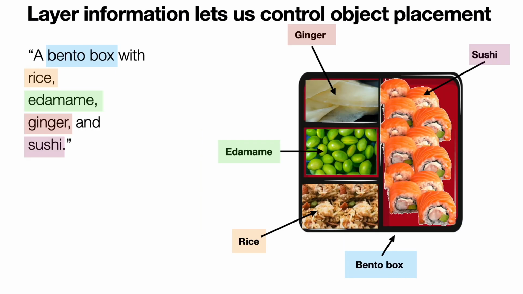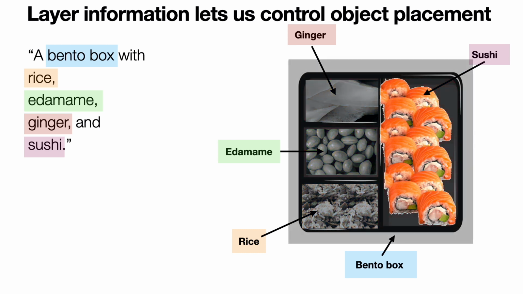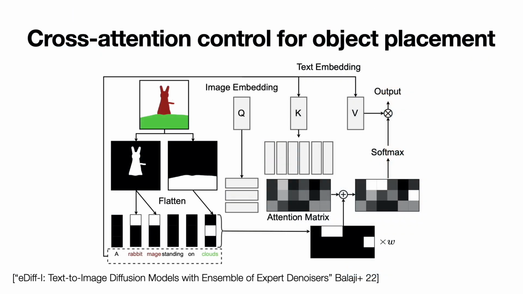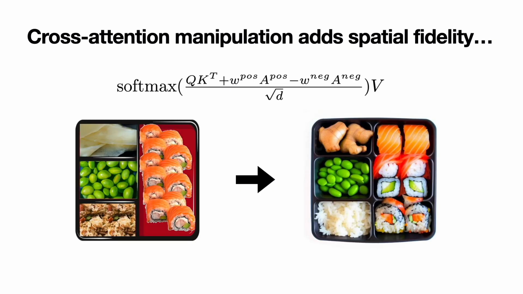With layer information, we can now control object placement. From every layer, we can extract a mask. For instance, here, the region with color illustrates the mask for the sushi layer. And we can manipulate the cross-attention layers to ensure that the right objects appear in the right places. We do this by upweighting the pre-softmax tensor in the cross-attention layers, with a binary mask indicating where an object should be in the image. And we also downweight regions where the object shouldn't be. We apply this after the QK matrix multiplication and before the softmax operation.